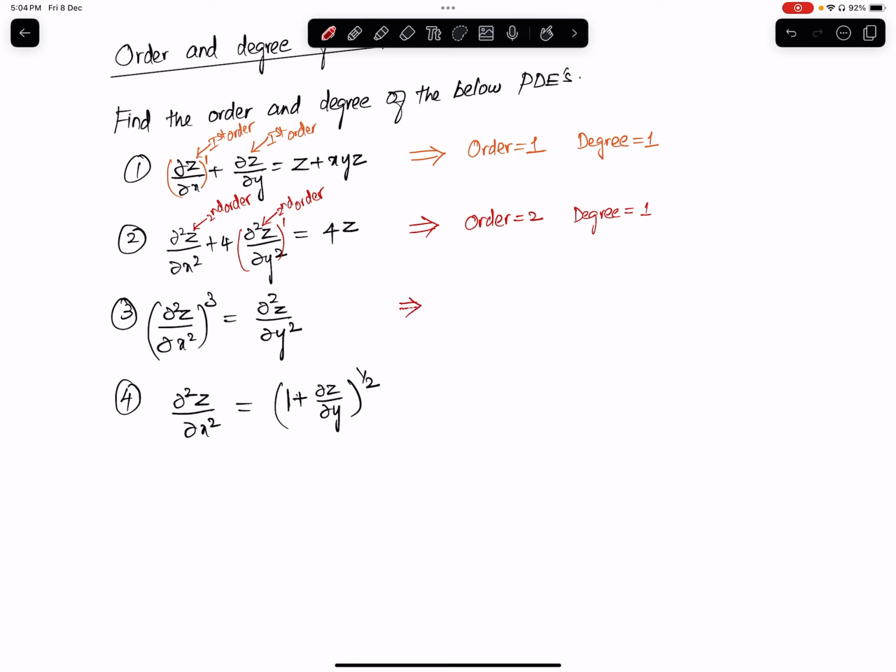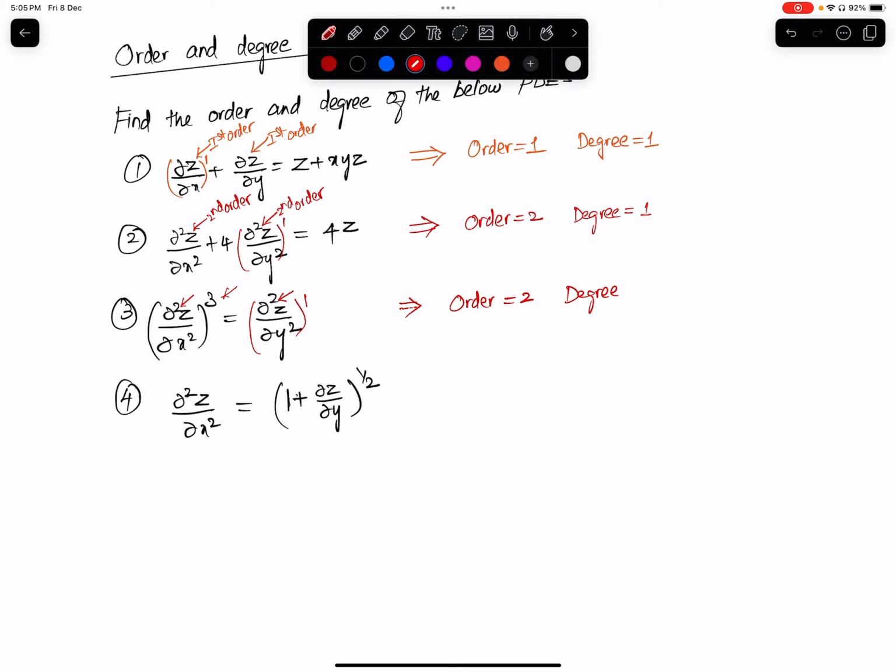Okay, let us come to the third question. So what is the order here? Even here it is second order, even here it is second order. So the order is equal to 2. What is the degree? See here, on this side we have 1, and on this side we have 3. But what is the definition? Let me write the definition on this side. So what is the degree in a partial differential equation? If you want to find the degree, it is defined in this way.